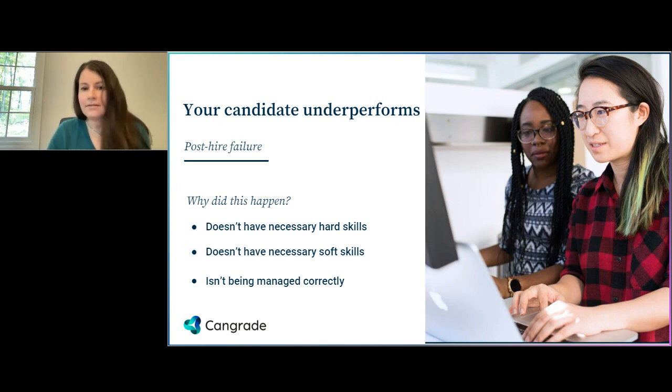Now, why? Maybe they don't have the necessary hard skills, the necessary soft skills, or they just aren't being managed correctly. Management isn't easy. There's a lot of different people, a lot of different dynamics, and oftentimes managers are people who performed very well in the role that they were in before and were then promoted to manager.